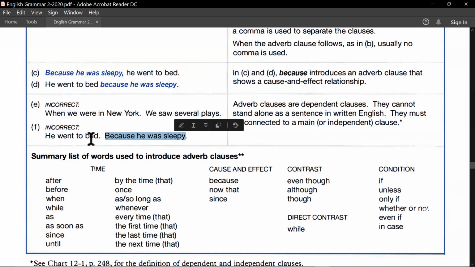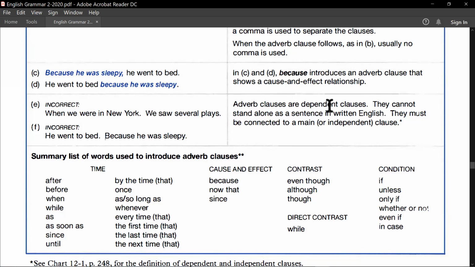This is the same thing. This is an adverb clause, a dependent clause. So it has a subject, it has a verb, but it doesn't stand alone. It doesn't give a full meaning. So it can't be a sentence on its own. How do we fix it? We delete the period, decapitalize the B, and it becomes one complex sentence.